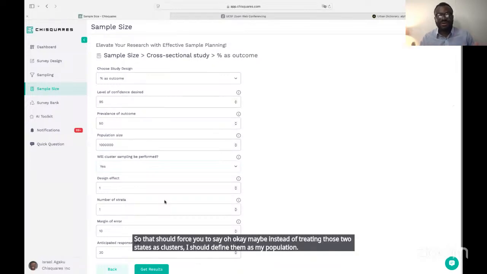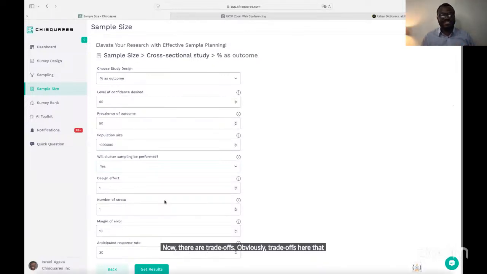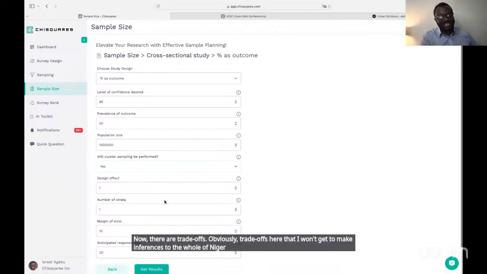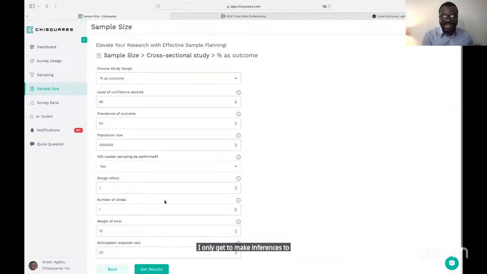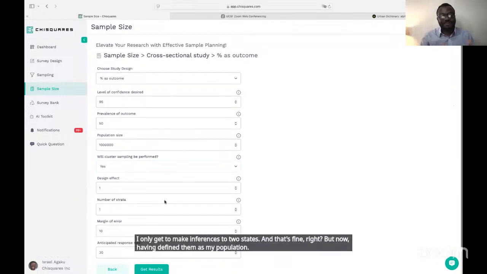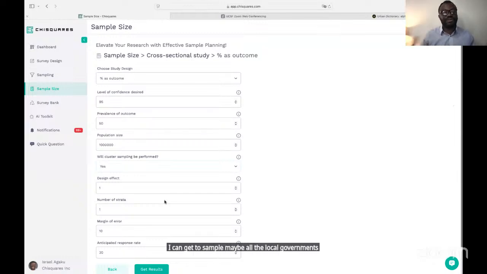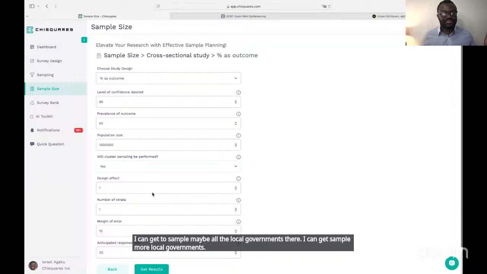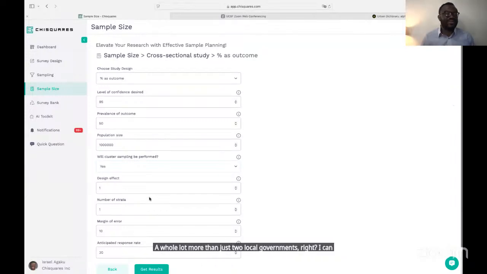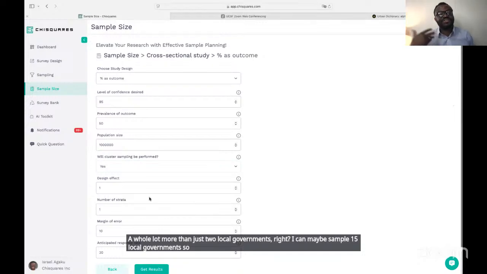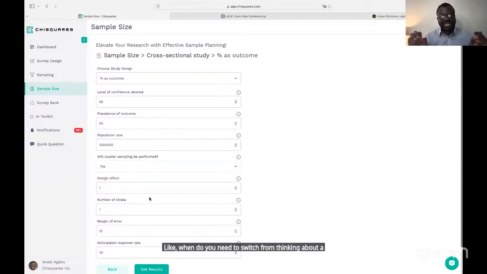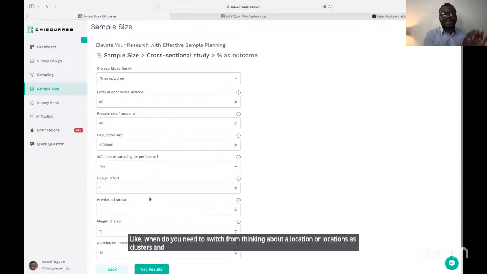Now, there are trade-offs. Obviously, I won't get to make inferences to the whole of Nigeria or to the whole of the western part. I only get to make inferences to 2 states. And that's fine, right? But having defined them as my population, I can sample a whole lot more local governments than just 2. I can maybe sample 15 local governments. This is the kind of trade-off you need to be aware of: when do you switch from thinking about locations as clusters to thinking about them as your population of interest? Those are important things you need to worry about.